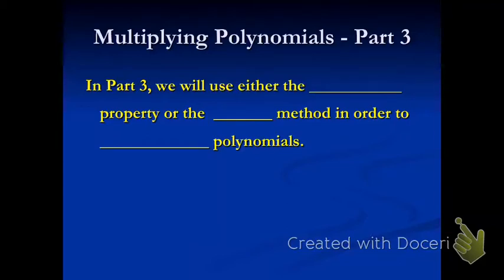Okay, today we are going to do the third installment of multiplying polynomials. In part 3, we will use either the distributive property or the box method in order to multiply polynomials. In the first two parts of multiplying polynomials, we used the FOIL method, but in this case the FOIL method will not work. I'm going to give you two other strategies that will work. So let's get started.